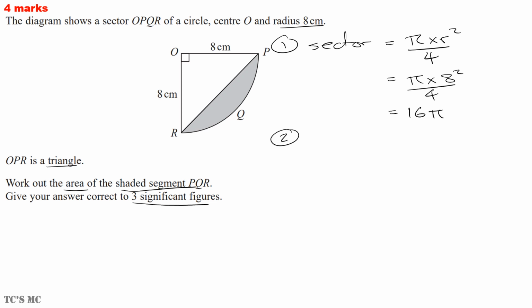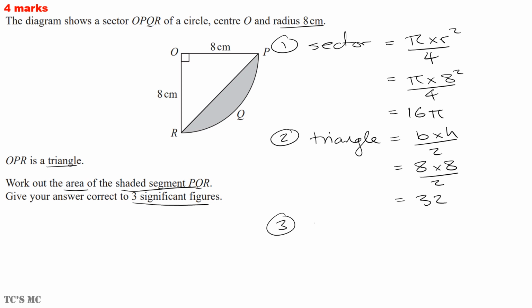Step 2, we need to work out the area of the triangle. For that, we need to do base multiplied by height divided by 2. In this case, it's 8 multiplied by 8 divided by 2, and that is 32. And now we have a second mark. For step 3, we can work out the area of the segment. We need to do the sector, 16 pi, subtract the triangle, and this gets us our third mark.